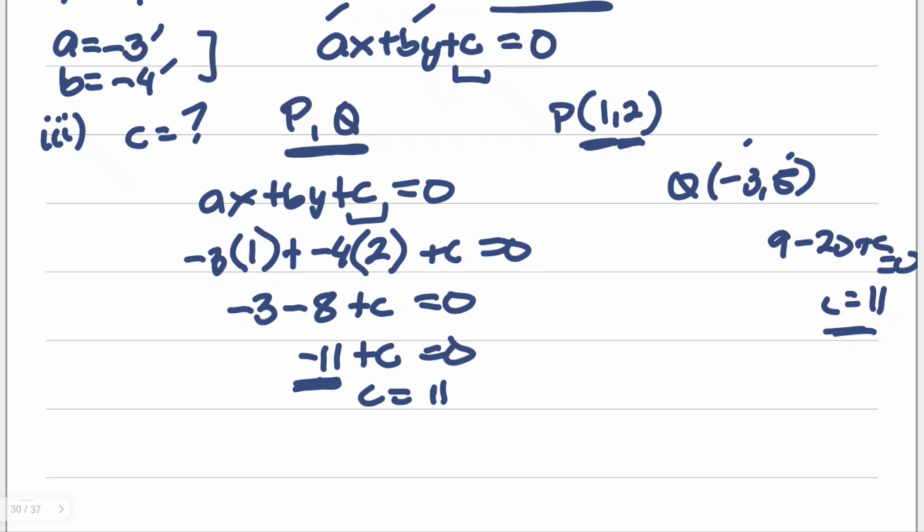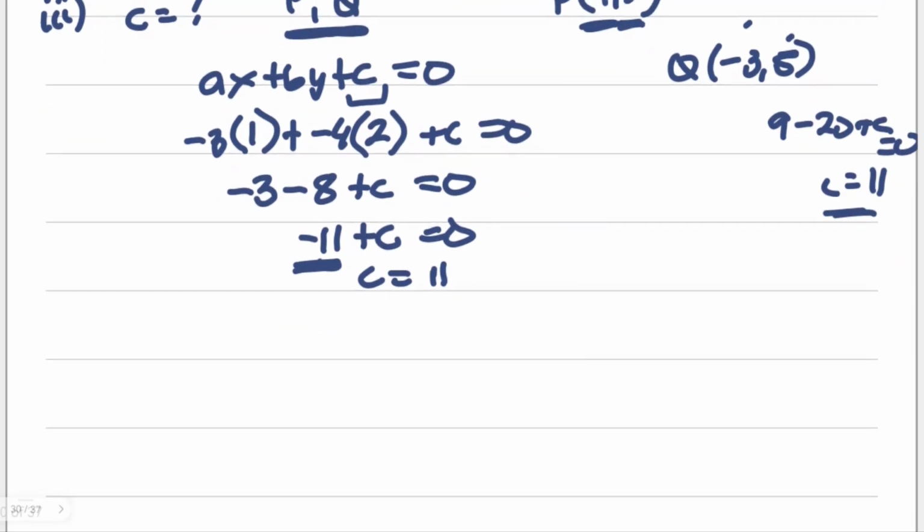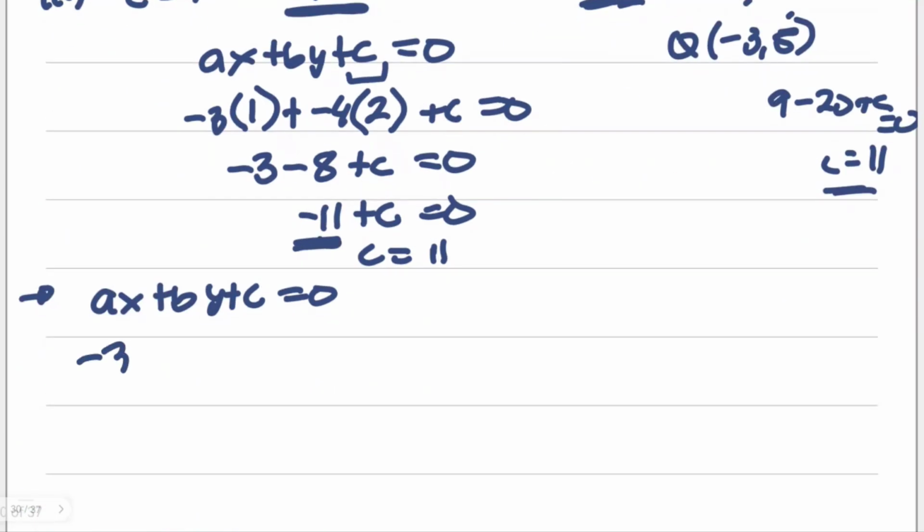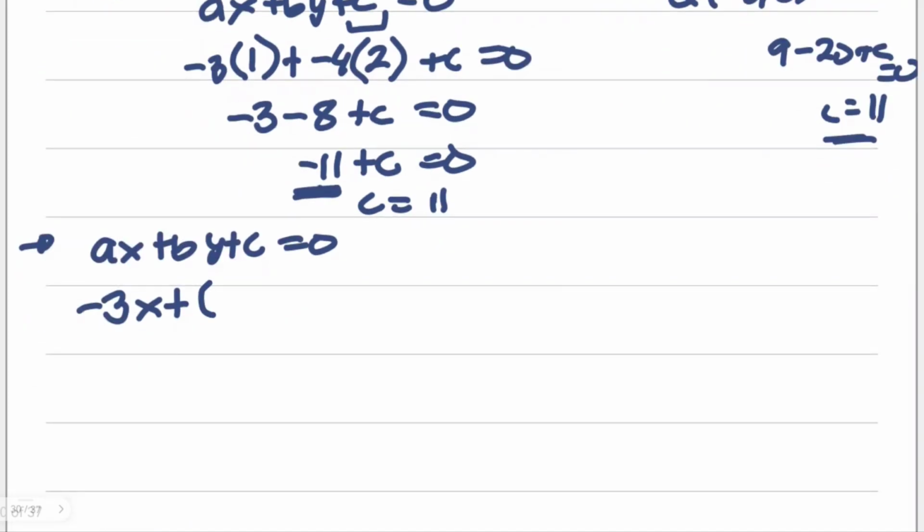Now that we have our C, we have a complete form of our coefficients. So basically just combine them into one form, Ax + By + C = 0. But this time, our x and y would be arbitrary variables. So our A is negative 3, so you have here negative 3x plus your B is negative 4, so negative 4y. Your C is plus 11 equal to 0.